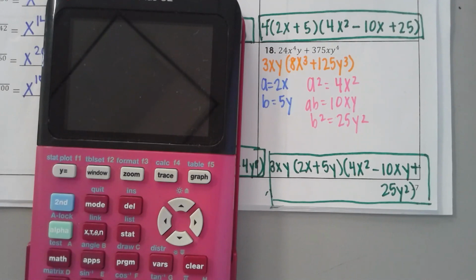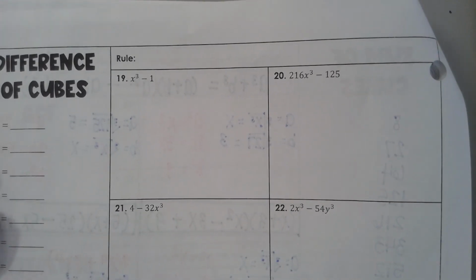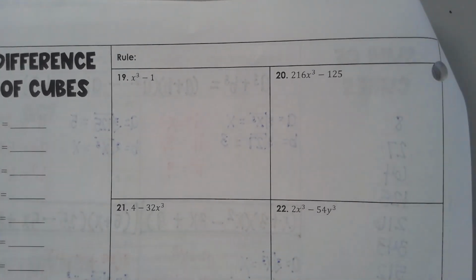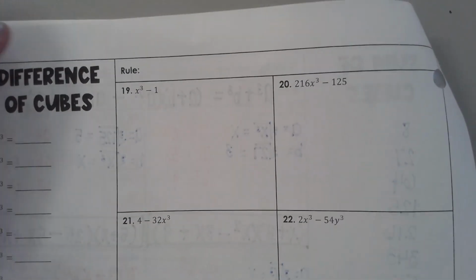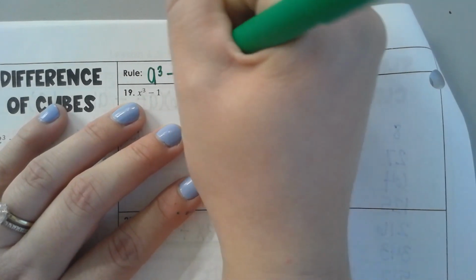So if you want to get that one down, you can. Now, difference of cubes, we're not going to work through these examples, but I'm going to give you the rule. It's almost identical to the sum of cubes. Difference when I have a cubed minus b cubed.